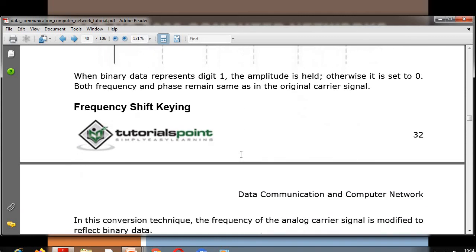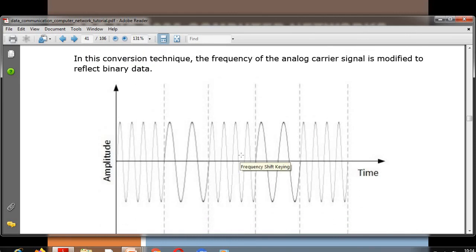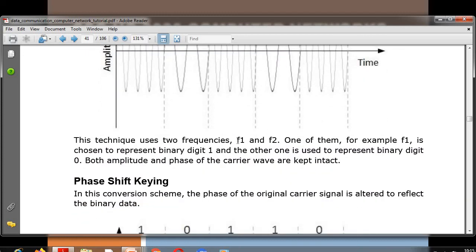Next, frequency shift keying. In this conversion technique, the frequency of the analog carrier signal is modified to reflect binary data. You see, this is 1, this is 0, this is 1, this is 0, this is 1. The frequency is different to represent binary 1 or 0. This technique uses two frequencies, f1 and f2. One of them, for example f1, is chosen to represent binary digit 1 and the other is used to represent binary 0. Both amplitude and phase of the carrier wave are kept the same.